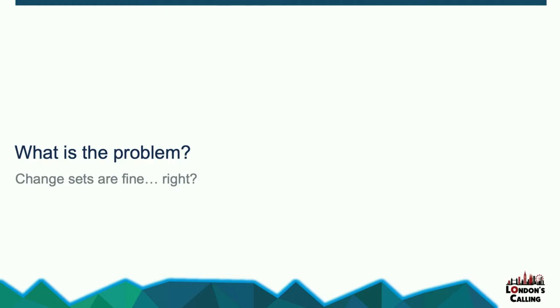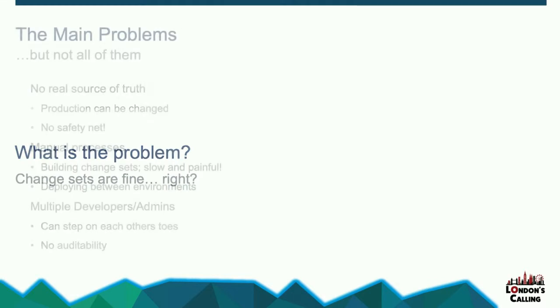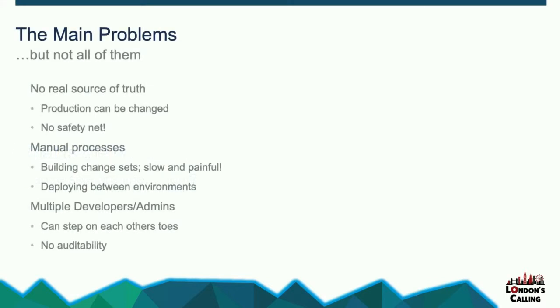So what's the problem that we're actually trying to solve with continuous integration, or why do we even need it? I'm sure we're all familiar with change sets and used to them, and they kind of work fine. So what are we doing here? Well, there's a few problems with change sets and other methods of deployment.